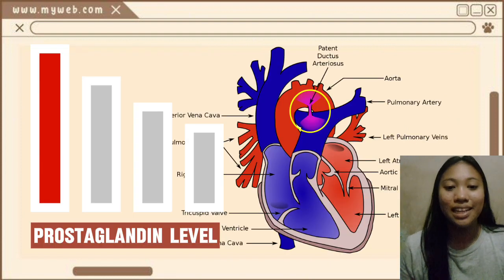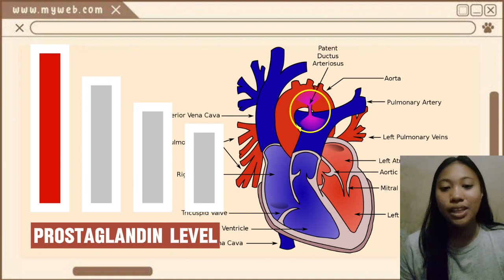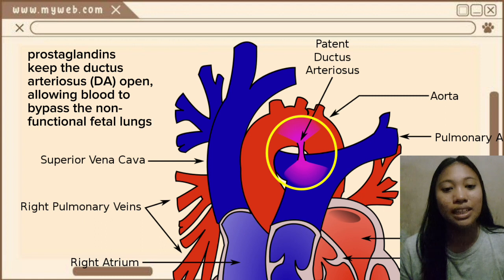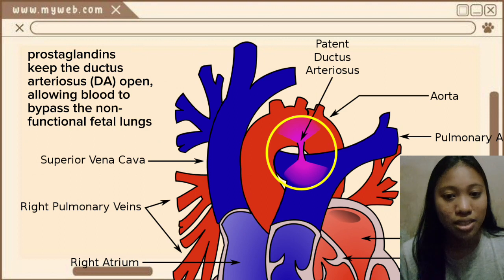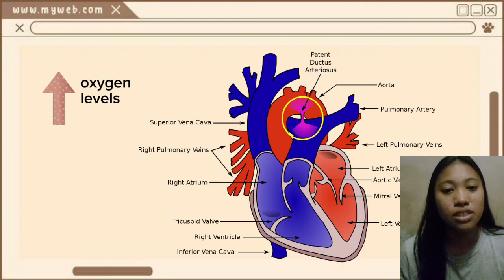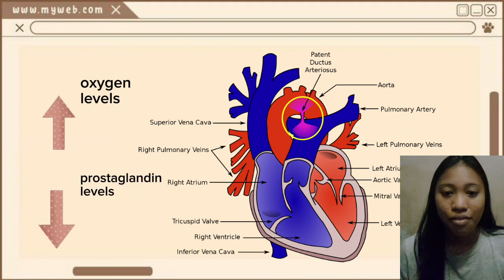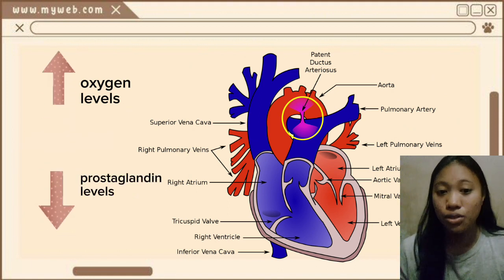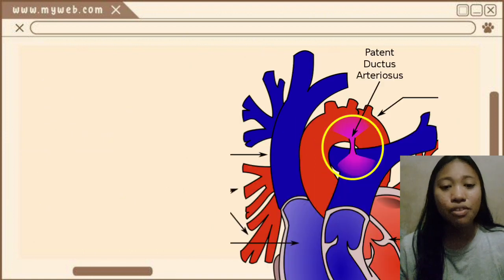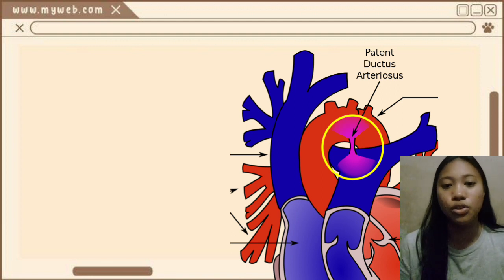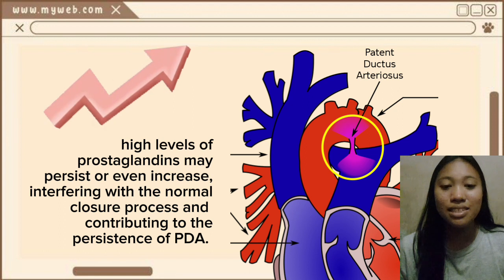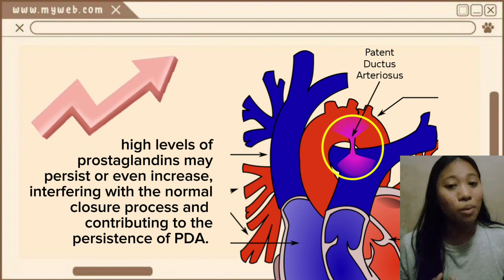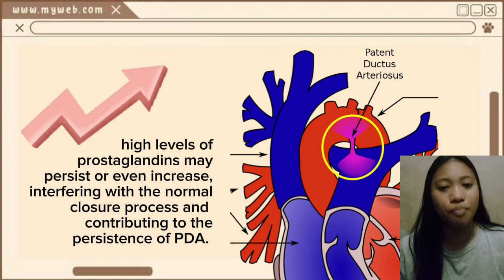High levels of prostaglandins can also contribute to the persistence of PDA in premature babies. In fetal circulation, prostaglandins play a role in keeping the ductus arteriosus open, allowing blood to bypass the non-functional fetal lungs. After birth, the increase in oxygen levels normally triggers a decrease in prostaglandin levels, which helps initiate the closure of the ductus arteriosus. However, in premature infants, especially those born before the normal closure of the ductus arteriosus occurs, high levels of prostaglandins may persist or even increase, interfering with the normal closure process and contributing to the persistence of PDA.